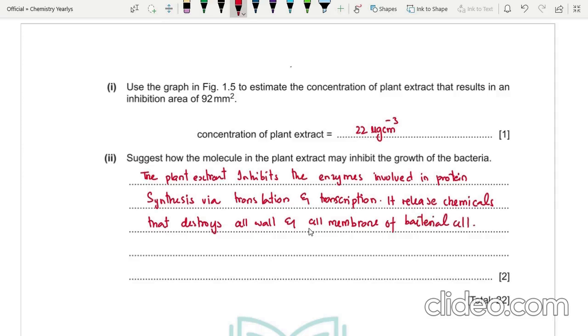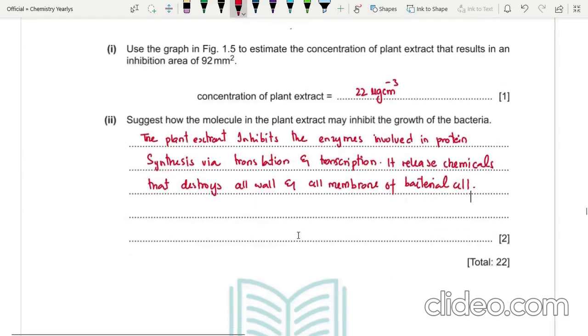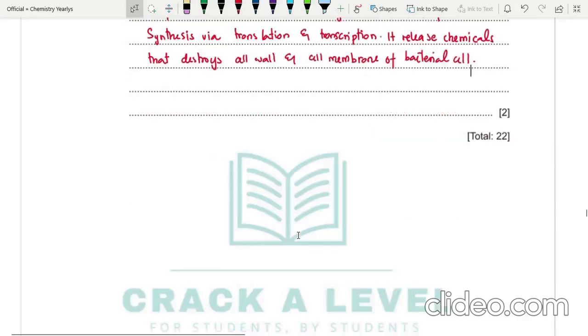Another point could be that it could have a more water potential and less solute. So what would happen is that the water would move by osmosis into the bacterial cell, and because of turgor pressure it could burst and cell lysis could occur. So any point can be valid as long as it is related to the inhibition.